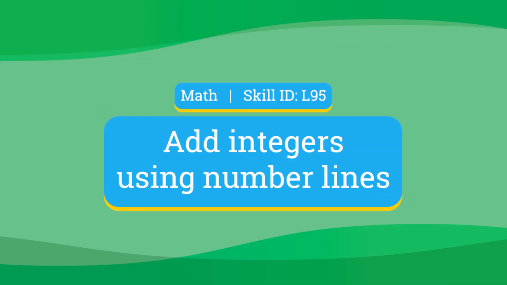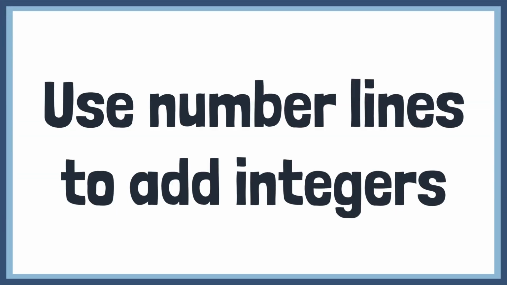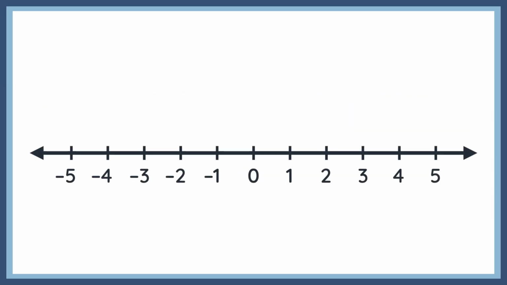Today we will use number lines to add integers. Integers are numbers without a fractional part. They can be positive, negative, or zero. A number line helps us see what is happening when we add integers. Let's review how it works.